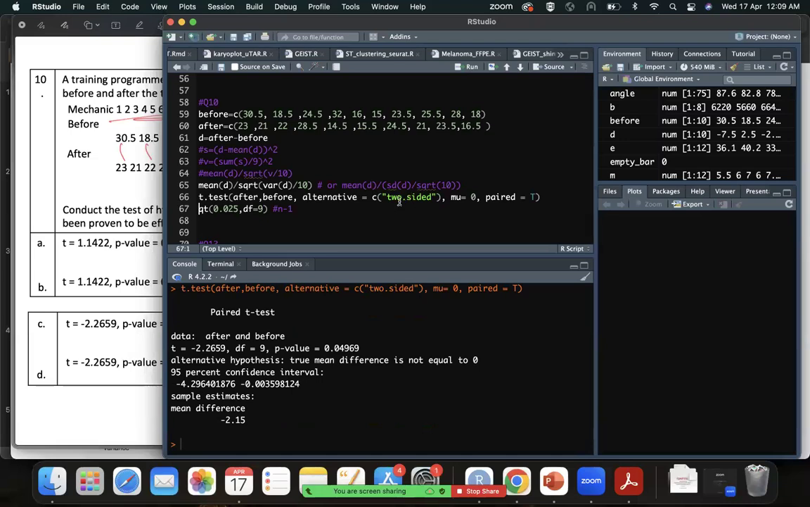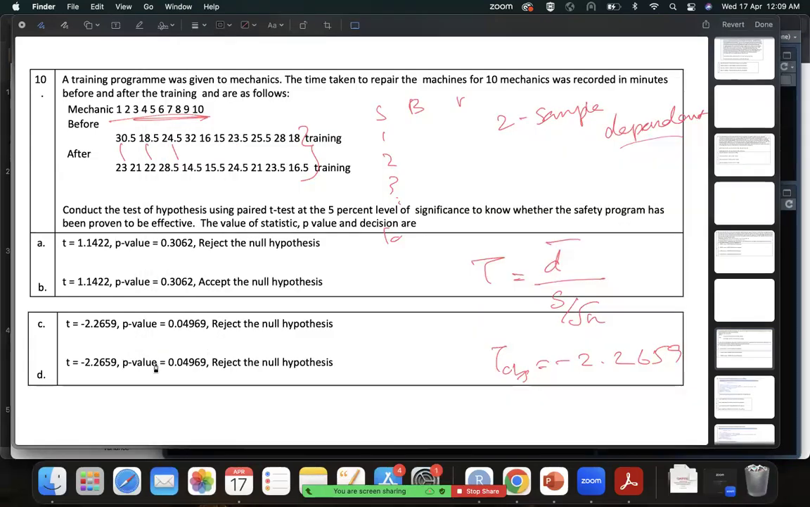Alternative is two-sided because the difference could be either. It's a paired T test, so true. And your mu, the difference is 0. You do after minus before. So what do you get? You get P value 0.04, T value minus 2.26. So looking at these options, T minus 2.26, P value 0.04. If P value is less than alpha, you reject the null hypothesis. Why are these the same? Both of these options are the same. I think I just did a printing mistake. So yeah, you reject the null hypothesis and this is your answer.